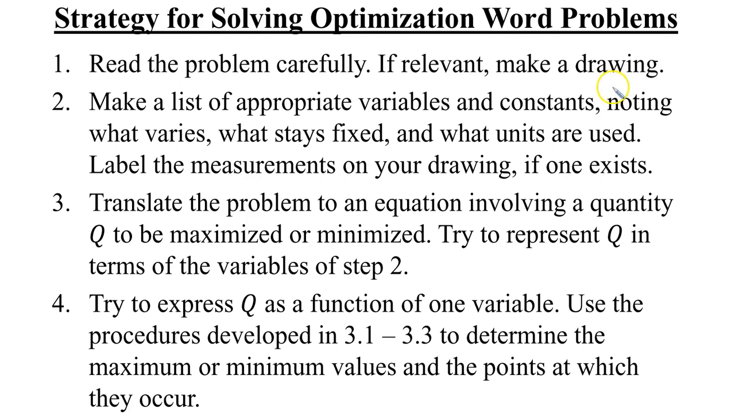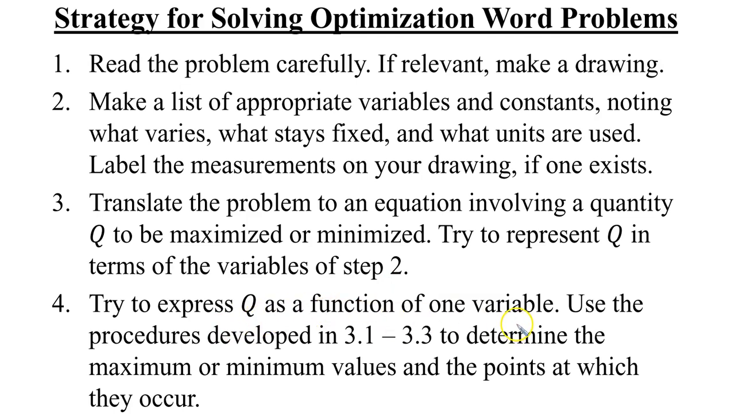Figure out what your variables are, what your constants are, and label your measurements on your drawings if you happen to have one. And then the big thing is to take that problem and translate it into an equation. A lot of times we talk about some type of quantity, we call it Q, and we're trying to maximize or minimize that quantity. When we're maximizing and minimizing, that means that we want to find the derivative. Sometimes we'll have more than one variable in a problem, so we're going to try to take one equation and write it in terms of another one so that we can end up with one function or one equation called Q, and it only has one variable in it.